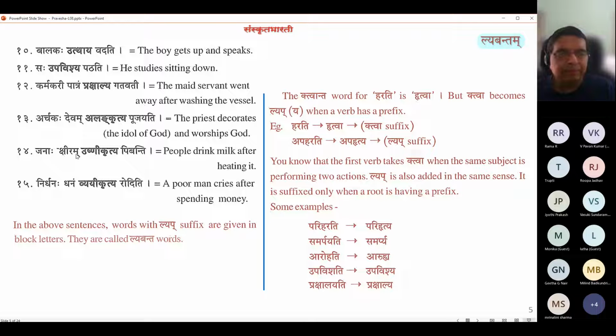Janaha kshiram ushnikritya pibanti. People drink milk after heating it. Nirdanaha dhanam vyayikritya roditi. A poor man cries after spending money. They never do, but anyway, it's the Dhanika which does that. But let us take the sentence for what it is. Okay, all right.